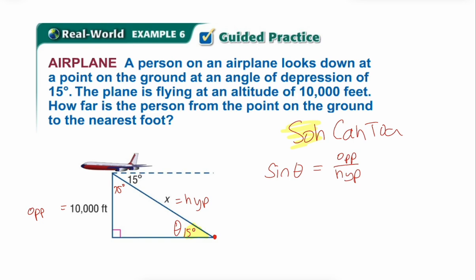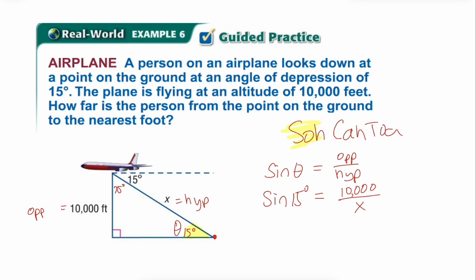Let's use substitution and plug the stuff in. Our theta is 15 degrees. Our opposite is 10,000. Our hypotenuse we've put in as an x. Now you didn't have to use x. You could have used any variable you want, but usually the sides are a letter, angles are a Greek letter.